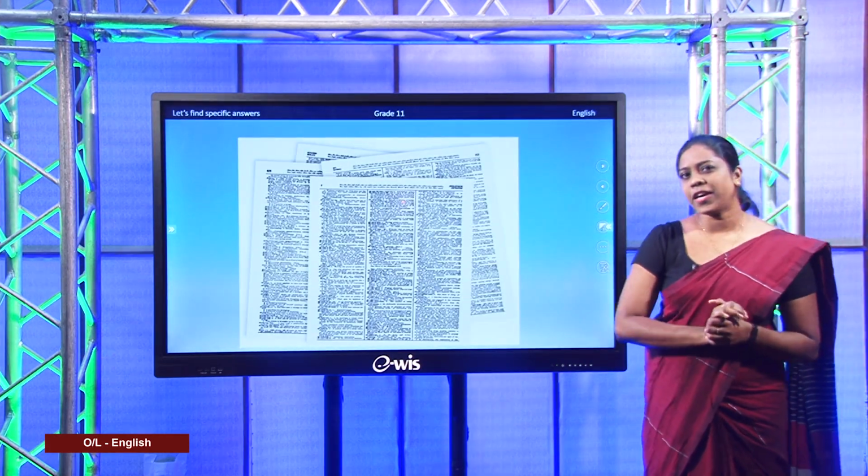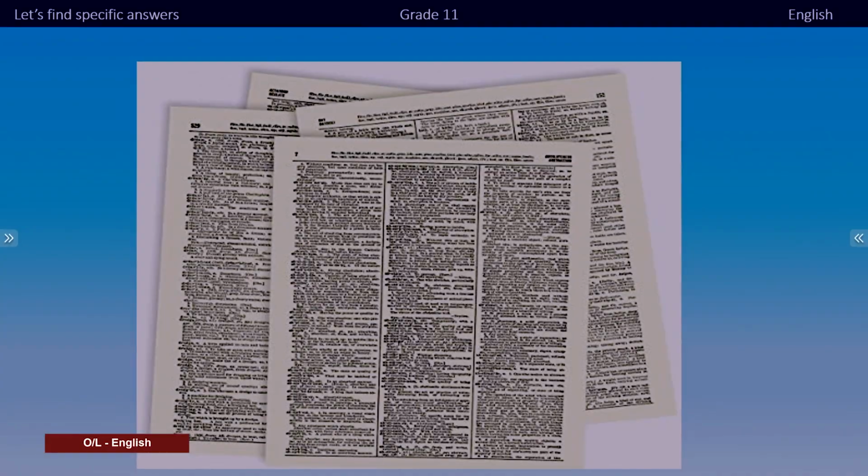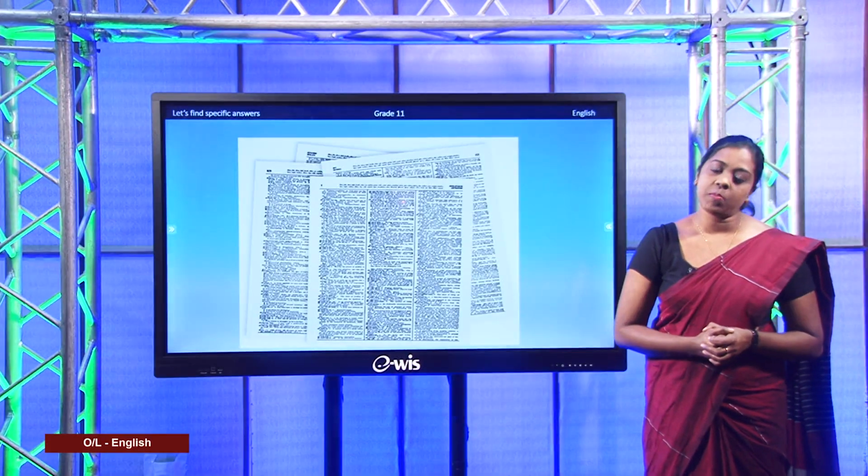Right, what do you see here? I know you're quite familiar with this particular page. If you have a dictionary, if you are a regular user of the dictionary, I'm sure as soon as you look at this screen, you know what it is. It is definitely a page taken from a dictionary.